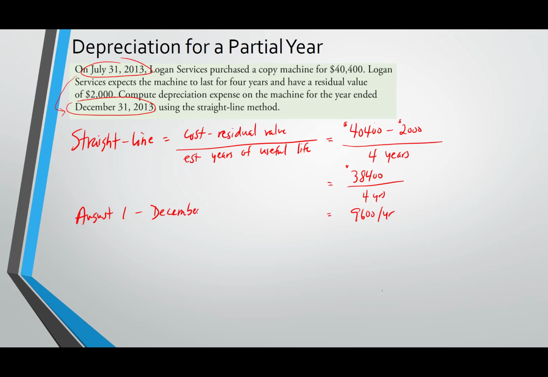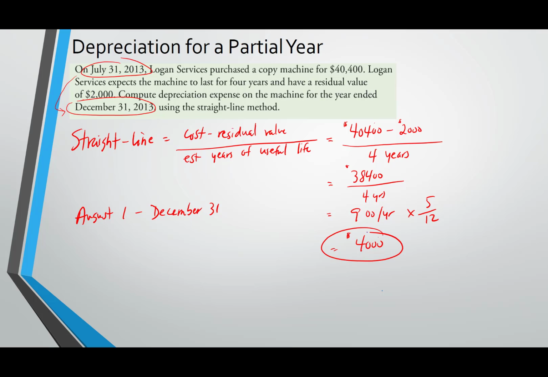So you would have to then multiply the 9,600 times the 5 out of 12 months, and when you do that, you get 4,000. So you would need to say your answer for the partial year would be $4,000. Again, be careful with counting the months. A lot of people sometimes think it's only 4. You have to make sure you include all of August and all of December.